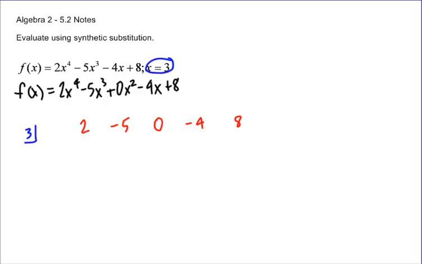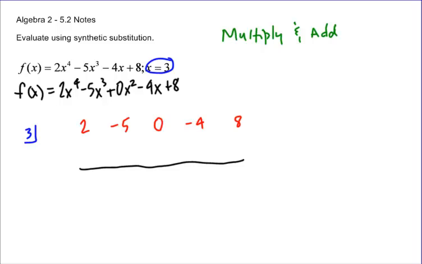When you do synthetic division or synthetic substitution, it's really easy. It's basically a two-step process. You want to multiply, and then you want to add. That's all you need to do, multiply and add. So we're just going to bring down that very first coefficient, 2. Bring him down. Once you bring down that first coefficient, that's the only thing that's different. Now we're just going to multiply and add. What do I multiply? 3 and 2. That's 6.